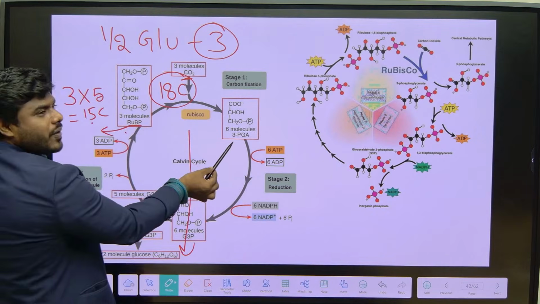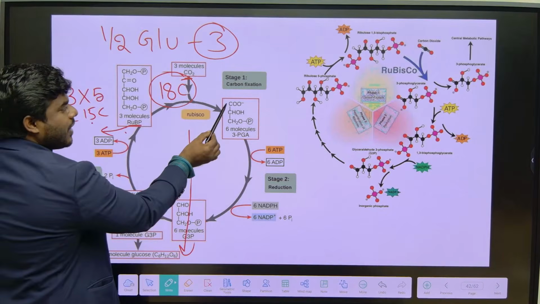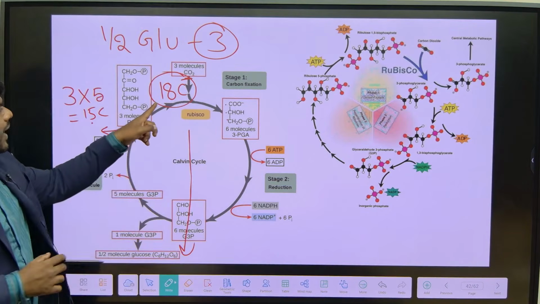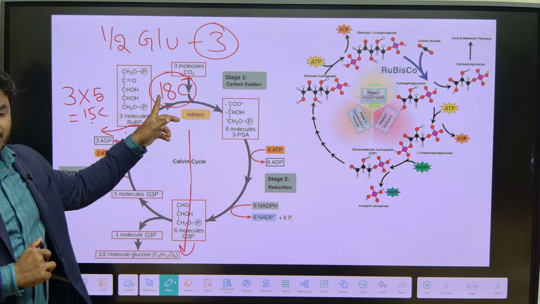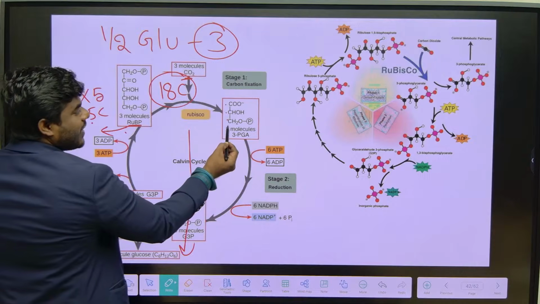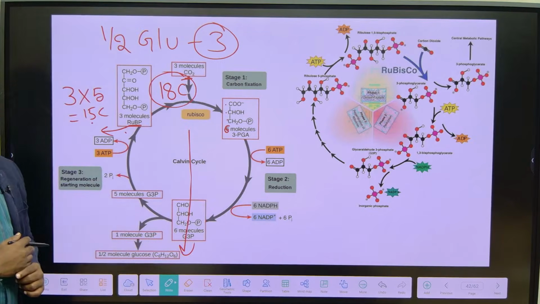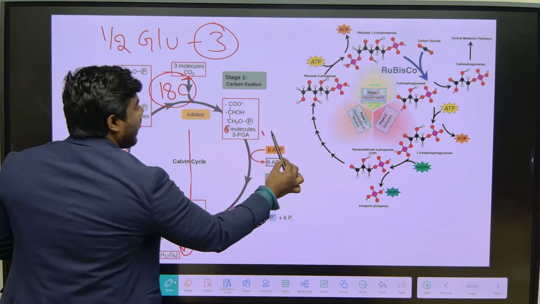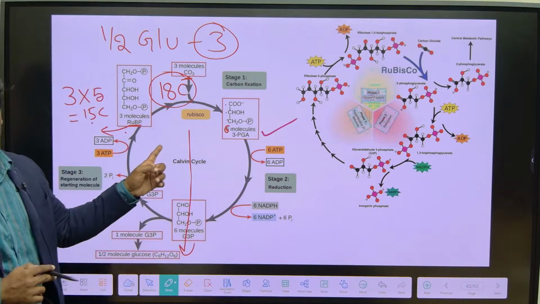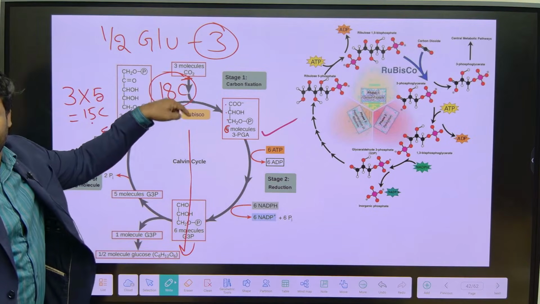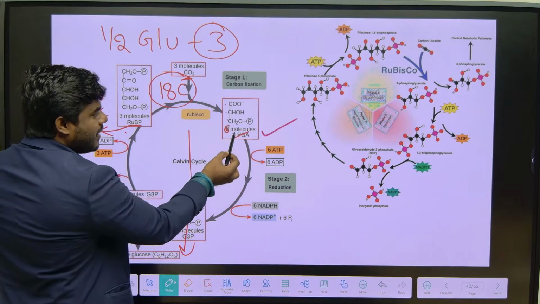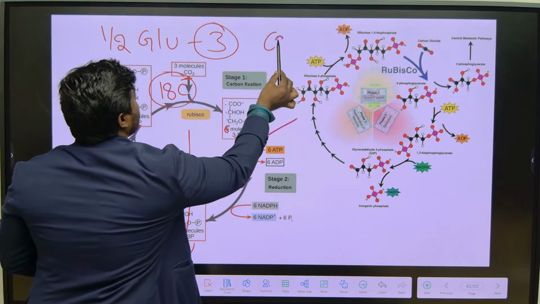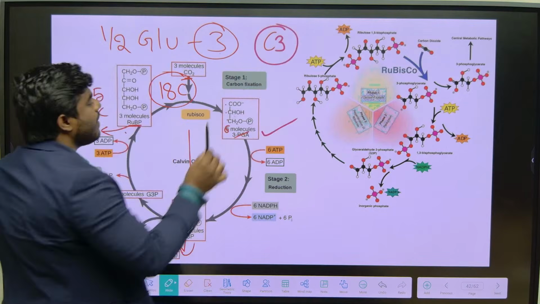But what is our rule? Our stable or intermediate product should be how many carbon? 3 carbon. So I am having 18 rupees now. I want to purchase chocolates of 3 rupees. Then how many chocolates will I get? We will get only 6. Correct? This is what we call carbon fixation, meaning we are fixing the carbon into an intermediate. That intermediate is how many carbon? 3 carbon. That's why the name of the pathway is the C3 pathway.